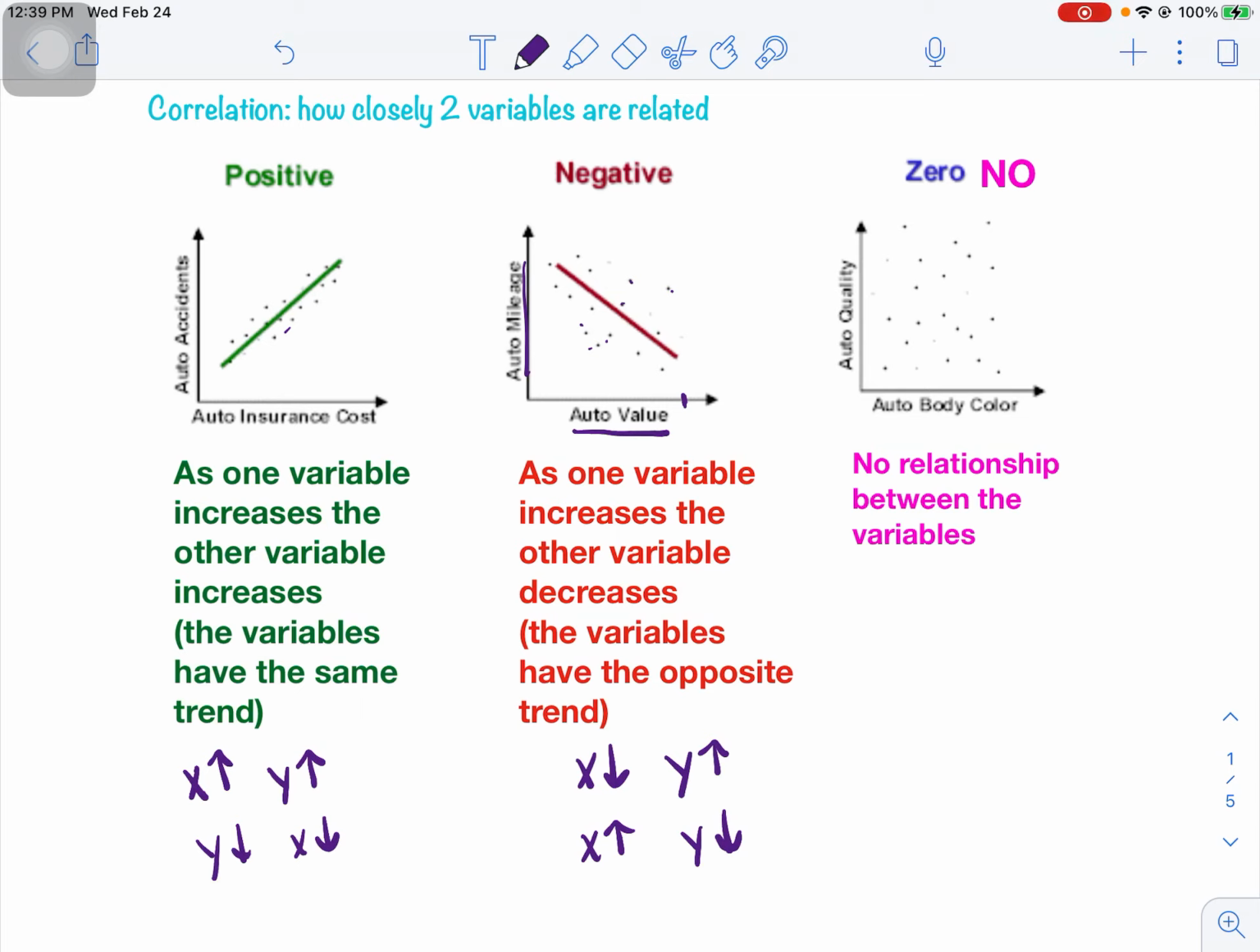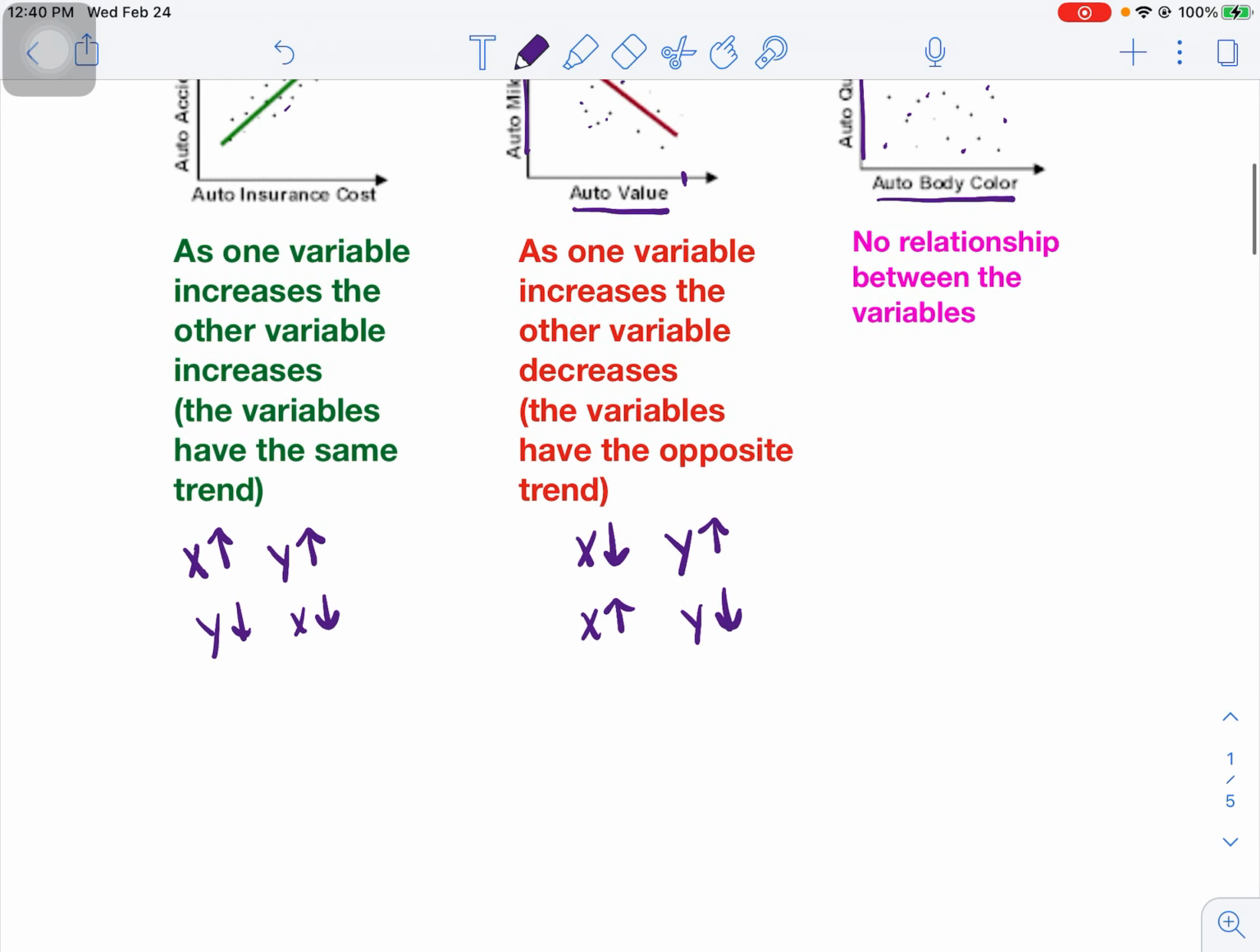Our third type of relationship is a zero or no correlation. Notice that we have auto body color, and the relationship it's compared to is auto quality. The color of a car has no bearing on the quality of the car or how well the car runs. You've seen some older cars that may look really dingy and they still run, where you might see a brand new car that's a beautiful, bright cherry red on the side of the road. It has no correlation, and you can see the dots are all spread out everywhere. There's no way to fit a line that would get them all in a certain trend, so this is no correlation. There's no relationship between the variables.